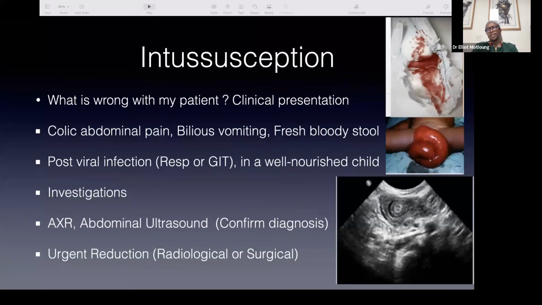X-ray just shows basically some signs of intestinal obstruction. But abdominal ultrasound is confirmatory, because that is where you see what you call a target sign, a doughnut sign or a pseudokidney sign. And it's the only way really to confirm intussusception, of course, together with other clinical correlations.